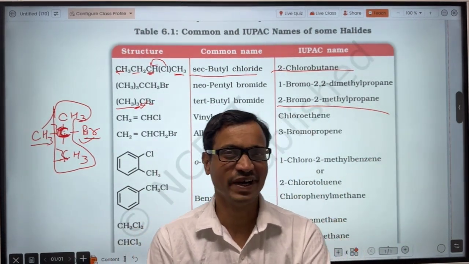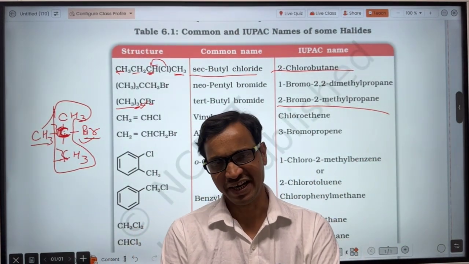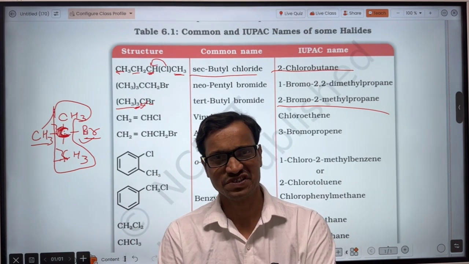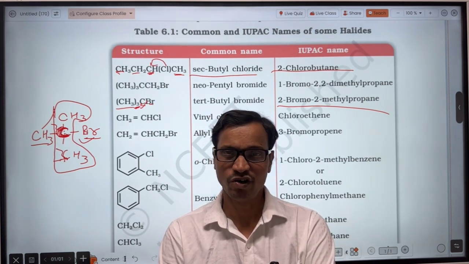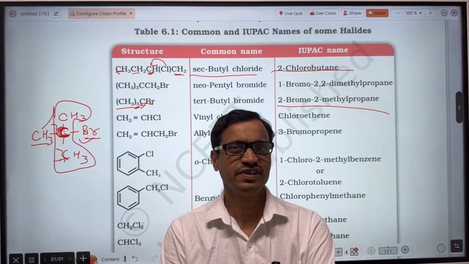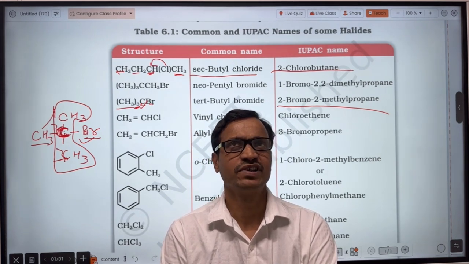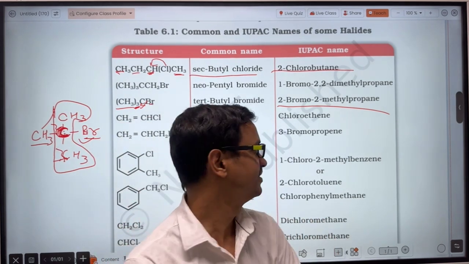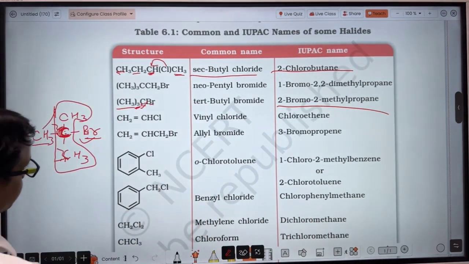Guys, keep in your mind, when we have to write the names of substituents, we have to consider the alphabetical order. So we have to write the names of substituents according to their alphabetical order and not according to their position. Okay. Now the third one.